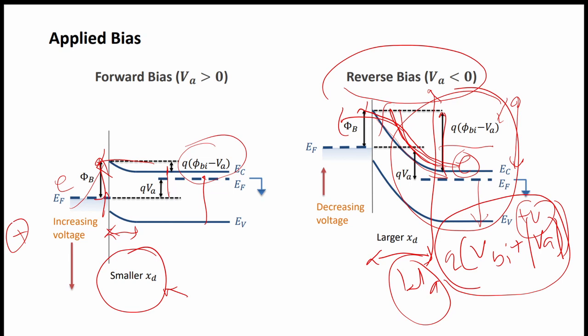So it will be very difficult for the electrons to cross this barrier, and the current will be lesser in amount. Now we will calculate how much the current will be in the metal semiconductor junction when it is forward biased and reverse biased, and how this barrier height will affect the current.